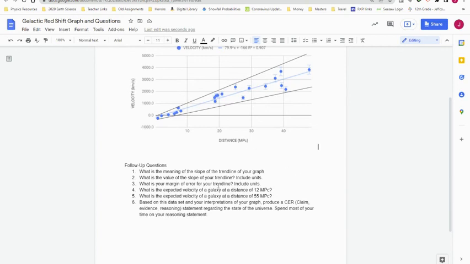Okay. What is the margin of error? That was what I just alluded to a minute ago. The expected velocity of a galaxy 12 megaparsecs away. So again, here's your distances. Use the actual trend line when you're trying to determine those things.